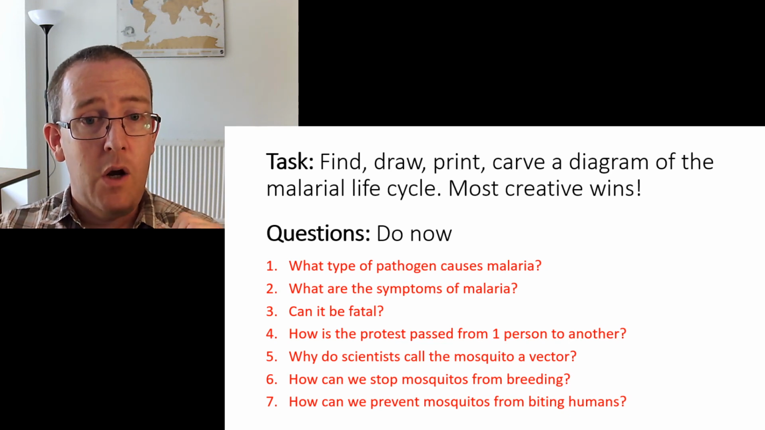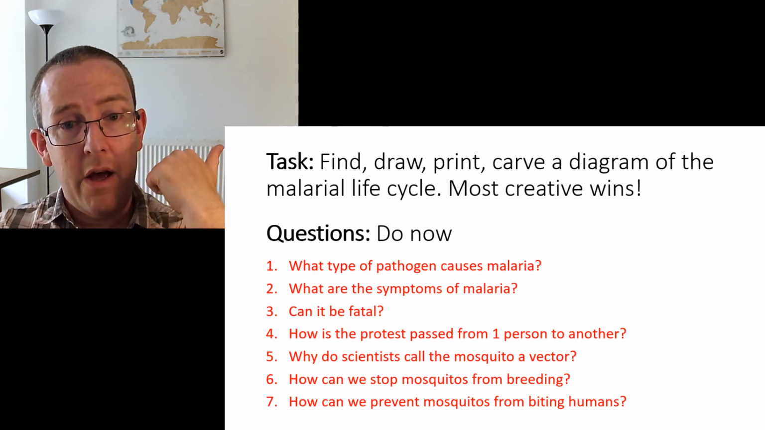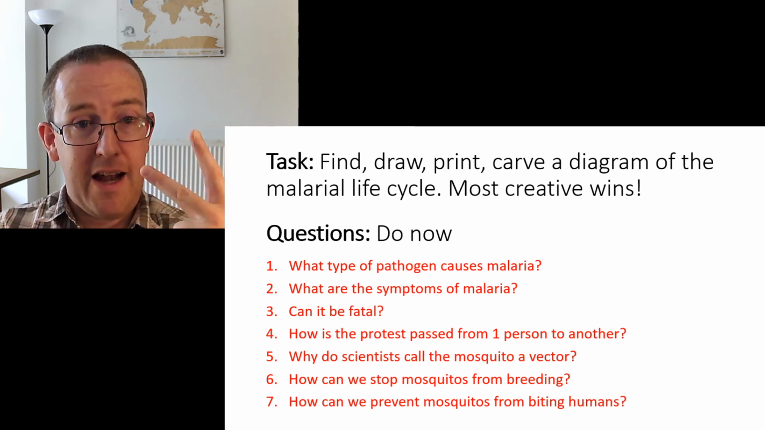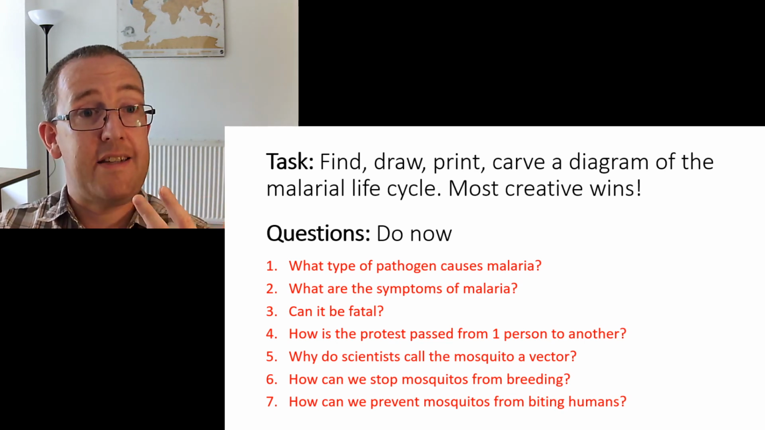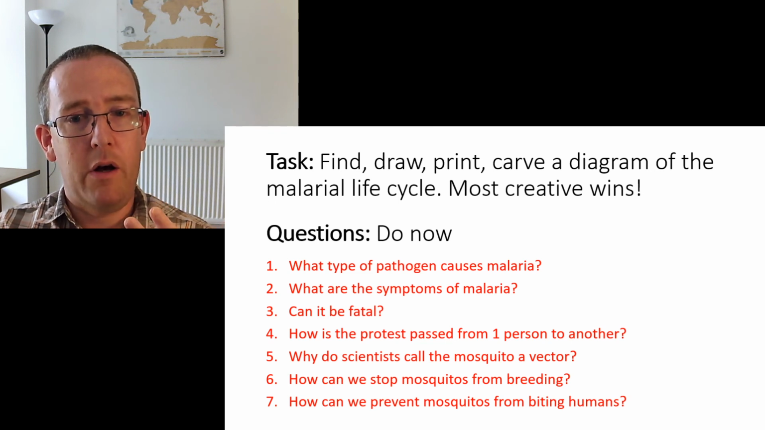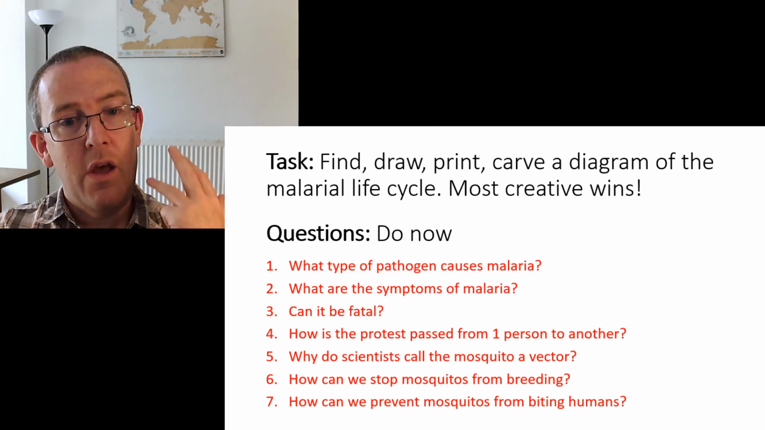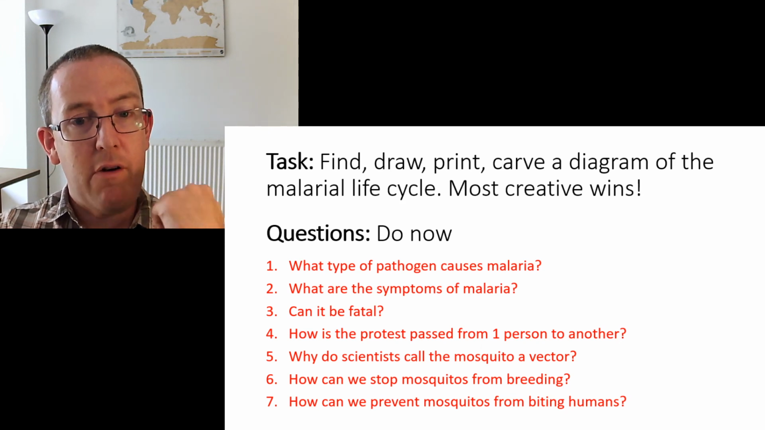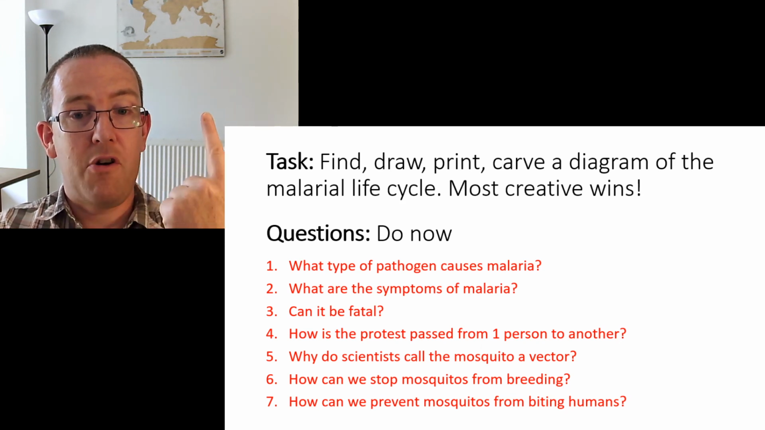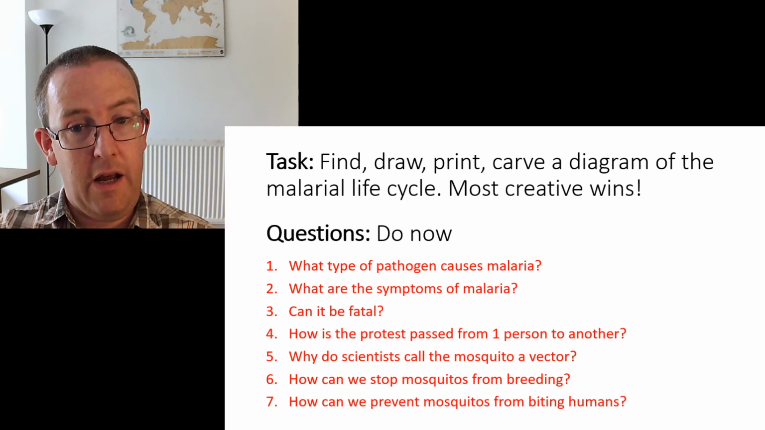The questions are: what type of pathogen causes malaria? What are the symptoms of malaria? Can it be fatal? How is the protist, it says protest there, typo I'm afraid, how is the protist passed from one person to another? Why do scientists call the mosquito a vector? What do we mean by a vector? How can we stop mosquitoes from breeding? And how can we prevent mosquitoes from biting humans?